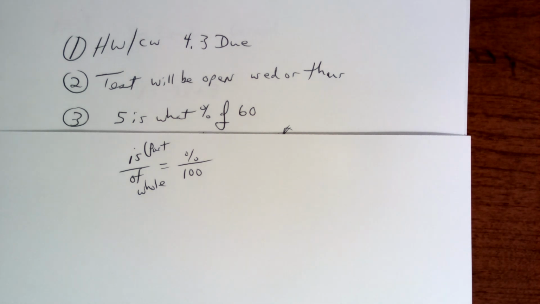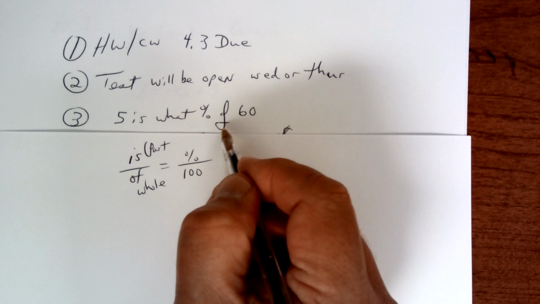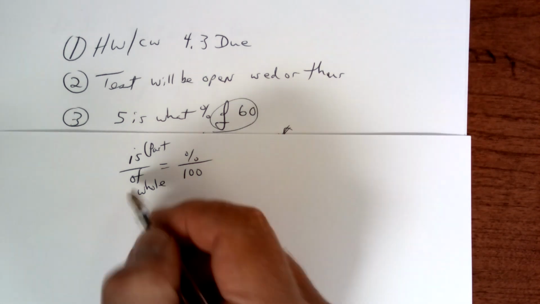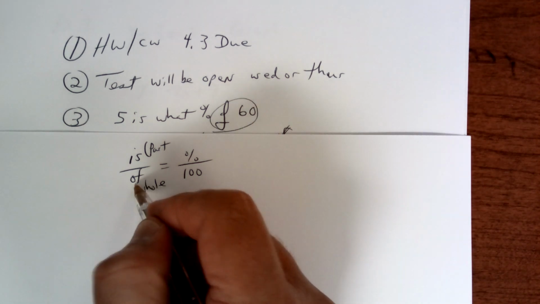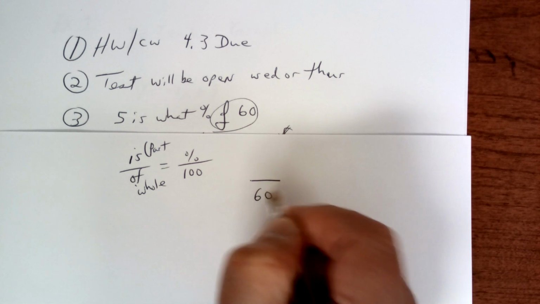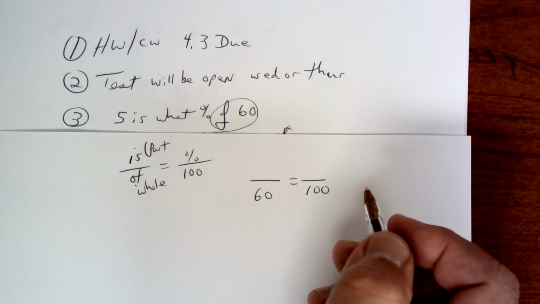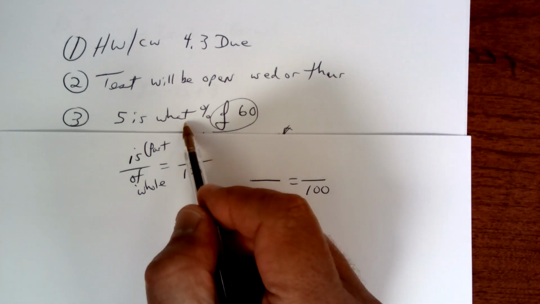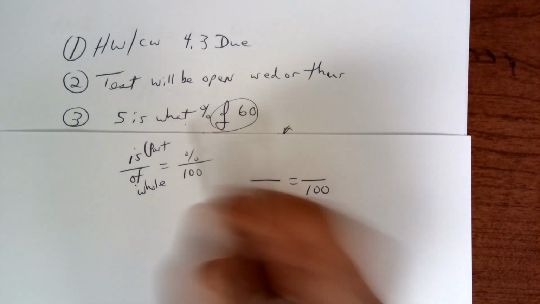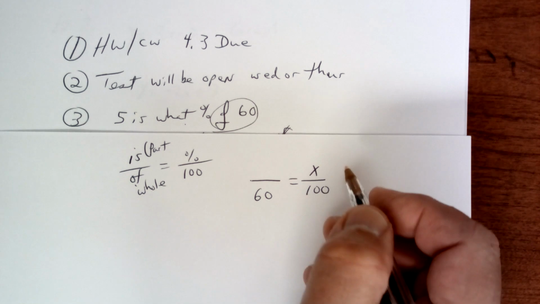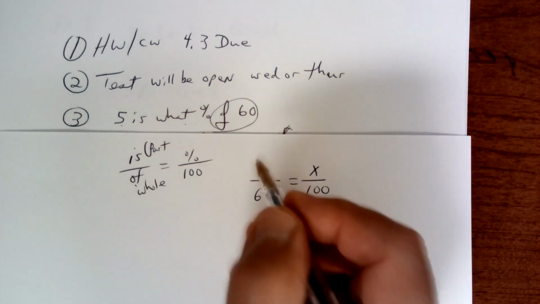All right, so if you look here, of 60. So that's your of, so it goes in position 2. So something over 60. Here it says what percent. So you're looking for the percent. So put an X right here. And so this must be the is. So put a 5 here.